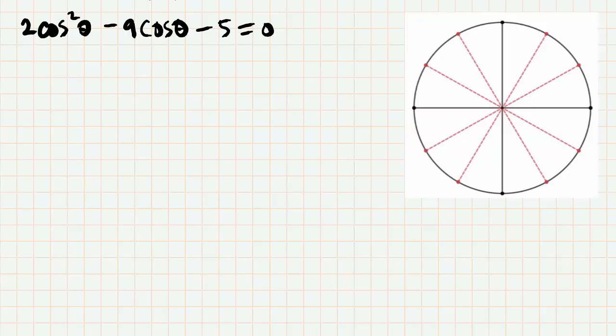Let's solve a trig equation of the quadratic type. We see this trig equation looks like a quadratic equation. Instead of a variable x, we have a variable cosine theta. So let's try to factor it. We'll factor it just like we would if we had an x in there instead of a cosine theta.